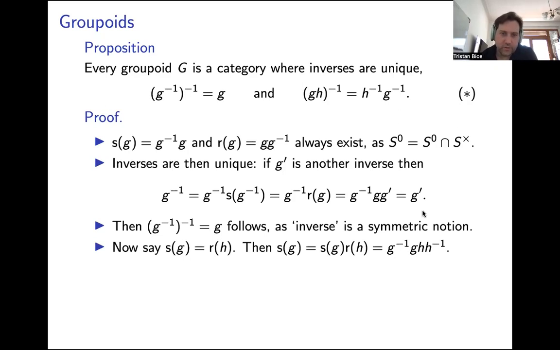And finally, we want to show it's a category, right? And remember that was that extra key condition that if the source of some G is equal to the range of some H, then we should be able to multiply them together. So let's assume this is true. Now let's look at the source of G. Well, the source of G is the same as the source of G, right? However, we're assuming that this is the same as the range of H, so we can rewrite it like so.